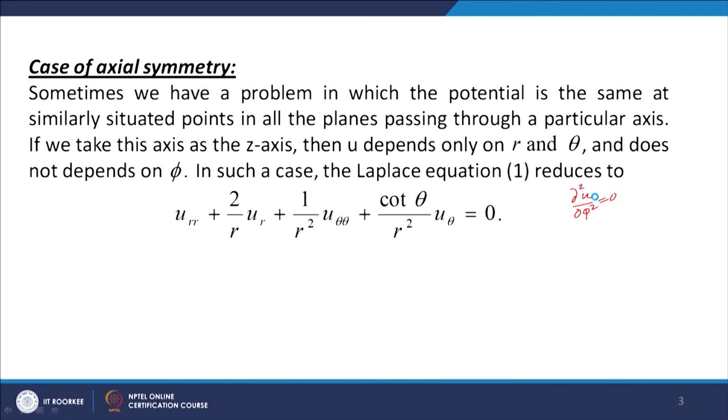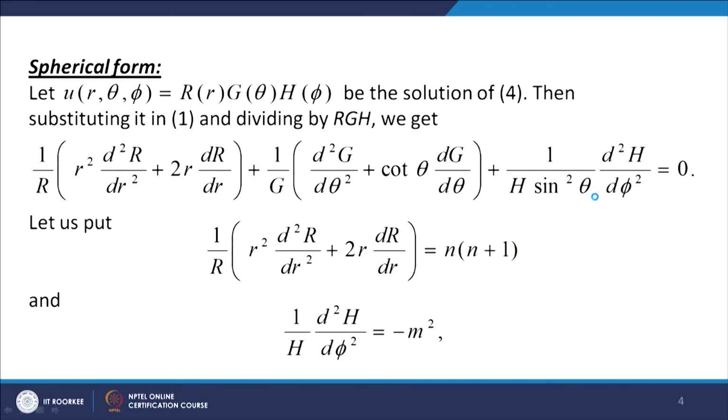Now, let us study how to solve this Laplace equation by the separation of variables method. Let us assume the solution of equation 1 to be the product R G theta H phi. We are using the separation of variables method. So let us take R to be a function of r only, G to be a function of theta only, H to be a function of phi only, and then substitute u of r, theta, phi equal to R G H into equation 1. Let this be the solution of equation 1, then substituting it into 1 and dividing by R G H.